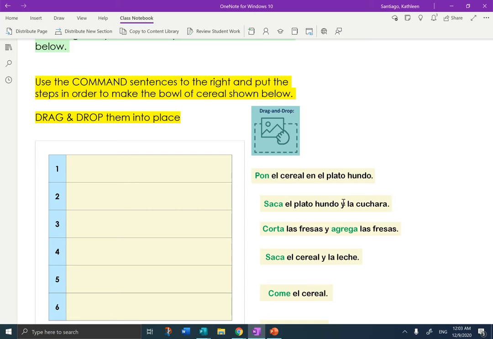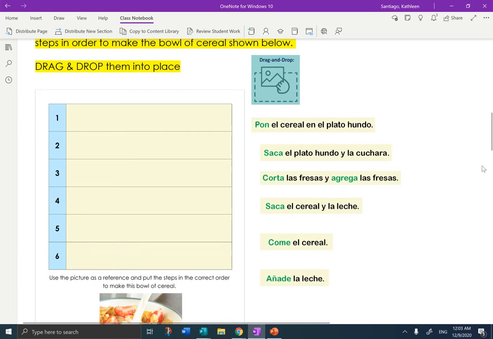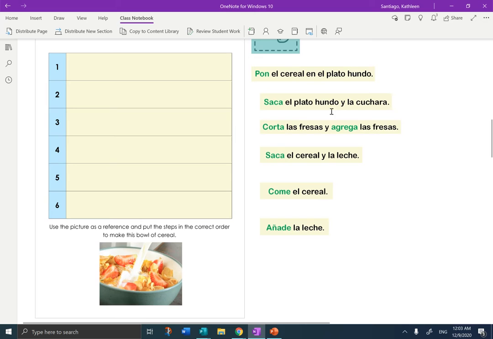So step 1, use the command sentences to the right and put the steps in order to make the bowl of cereal shown below. You will be dragging and dropping them into place. So you have to figure out what's the first step. Pon, saca, corta, saca, come, añade. Well, I think the first thing you have to do is probably sacar or saca el cereal y la leche. So I'm just going to drag it and drop it into place and put that as number 1.